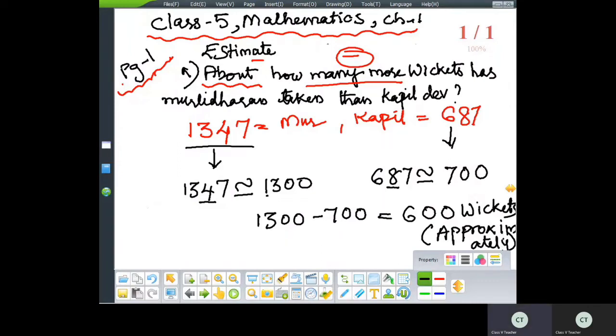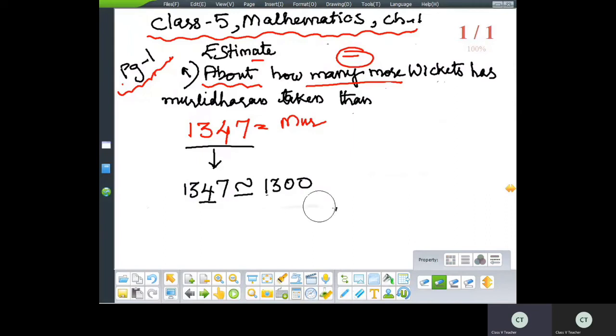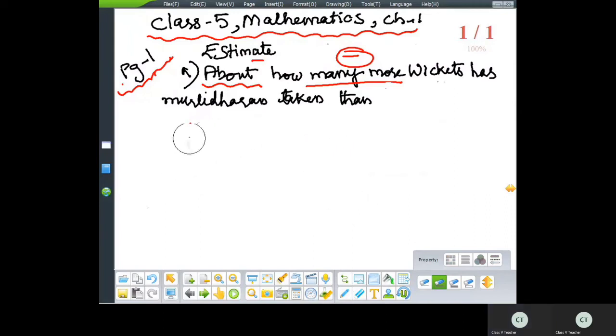The next question: about how many more wickets has Muralidharan taken than Kumble? So here in the second position, the player is changing, Kumble. So how many wickets has Kumble taken? So again, the same type of question. About means you will do the approximate value. How many more wickets means the subtraction part.